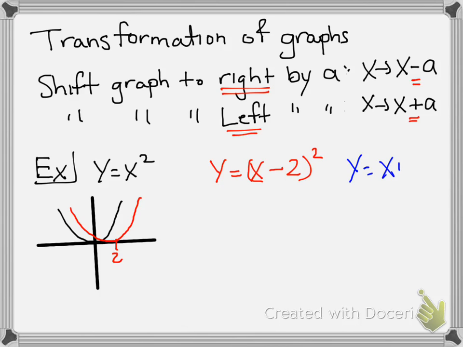Next, we want to shift our graph to the left 3 units, and we see that our equation can be replaced by (x plus 3) squared. So we've taken the exact same graph and just shifted it to the right and to the left. Very simple.